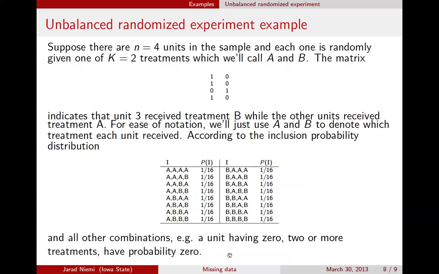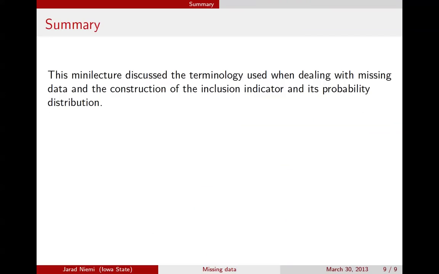Again, there are other possibilities of this inclusion matrix, that is, if there's a 1 and a 1, or a 0 and a 0, but because of the restrictions on our probability distribution over the inclusion matrix, any of those possibilities have probability 0. If a unit has 0, 2, or more treatments, that has probability 0. This was just a couple examples of setting up design-based inference.